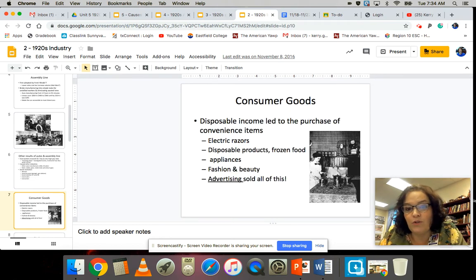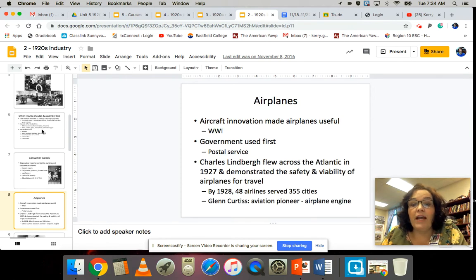Lots of consumers, right? Consumer goods, advertising, fashion and beauty devices, disposable products, electric razors. You have airplanes that come in. They were first used in World War I, then they start using them for the post office. Then Charles Lindbergh flies across the Atlantic in 1927. And then by 1928, you have airlines actually letting people travel.